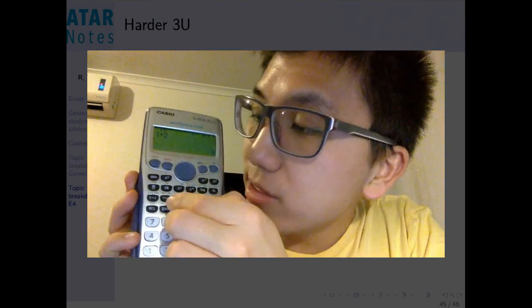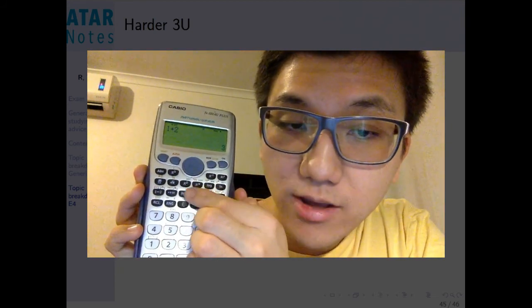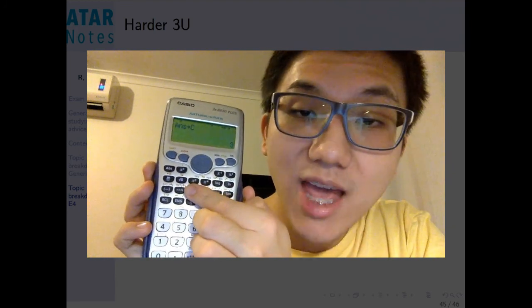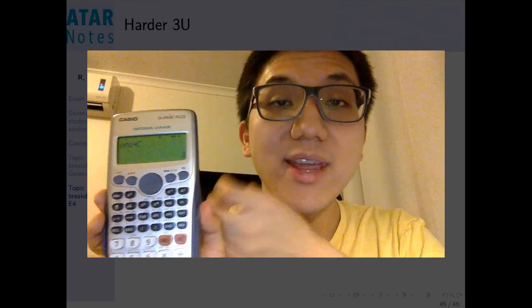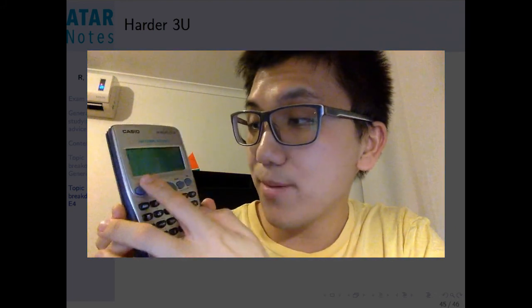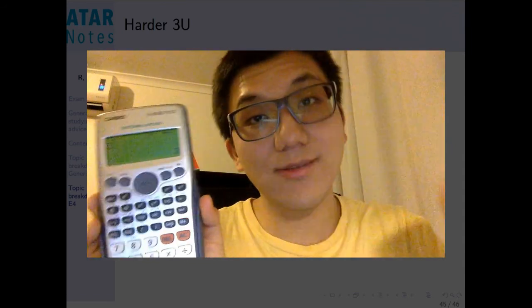STO, and store it as one of these letters here: A, B, C, D, E, F. Suppose I pick C, and now I've basically stored that value in C. So I can re-access it by just typing Alpha, C, and there's my 3. And that's basically how the memory keys on the calculator work.